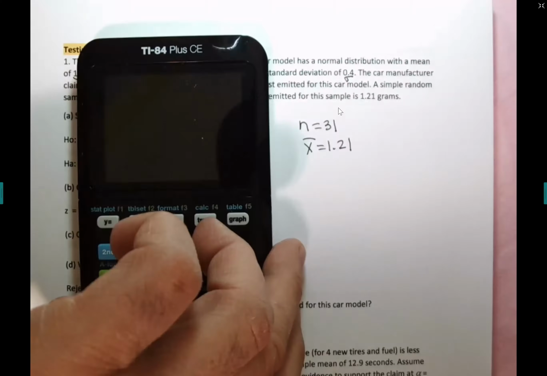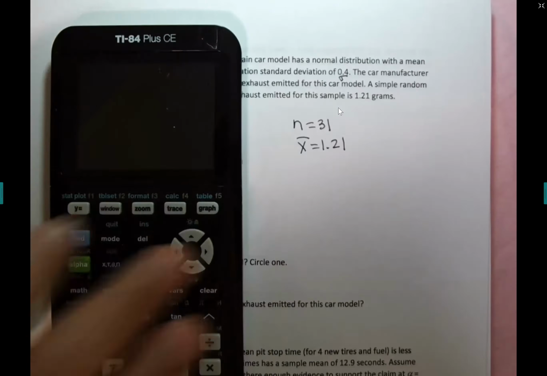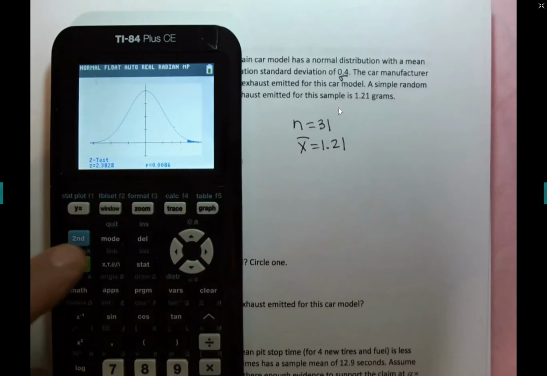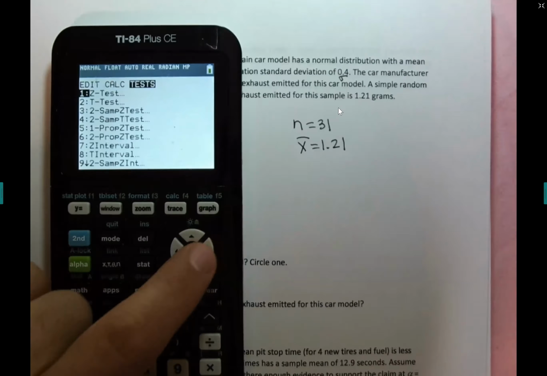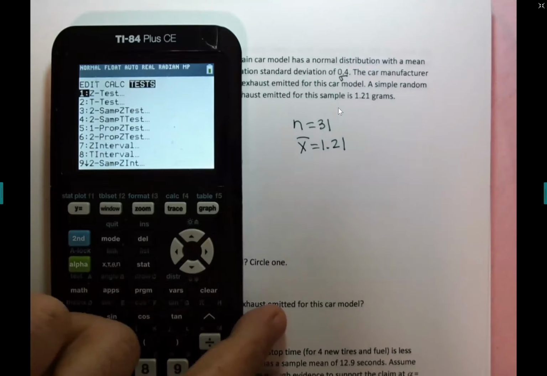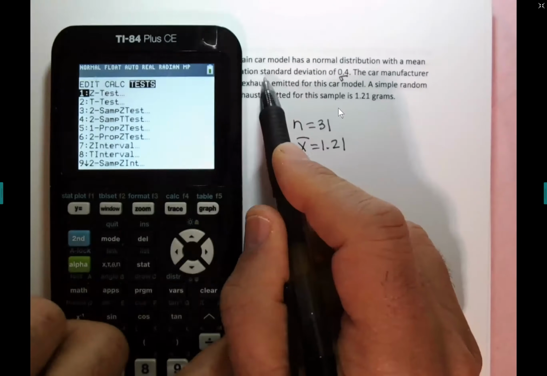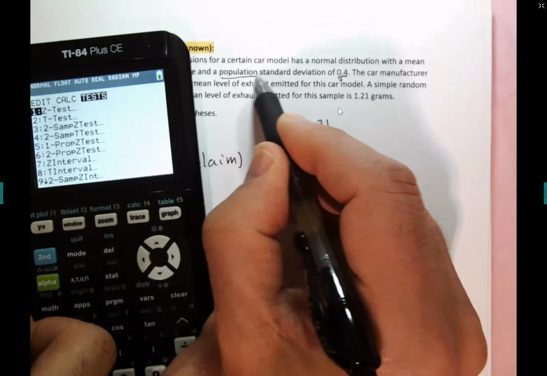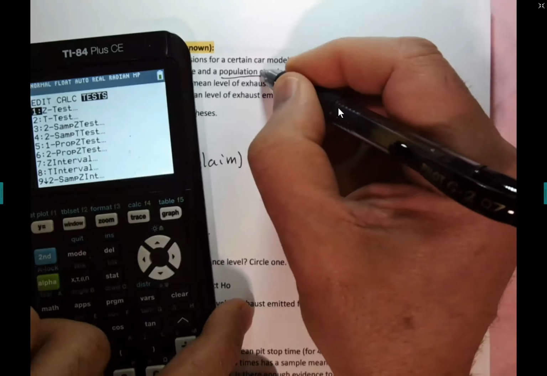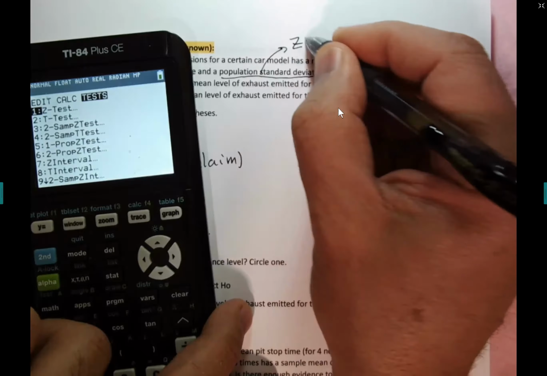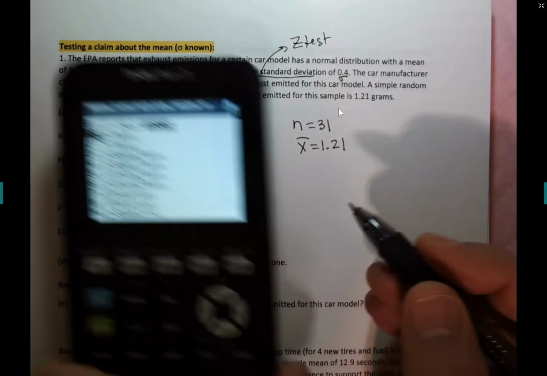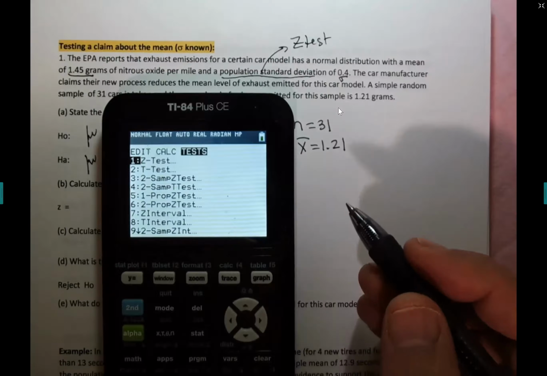So we're going to go here. I'm going to turn the calculator on. I'm going to hit stat, tests. It's a z-test. Again, if you ask me why a z-test, it's because it says population standard deviation. Once it says population standard deviation, you must use the z-test. Okay, enter.